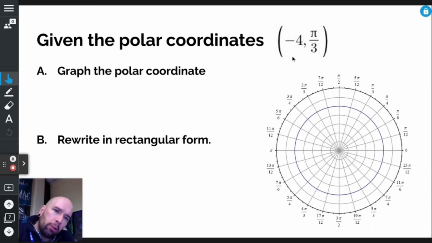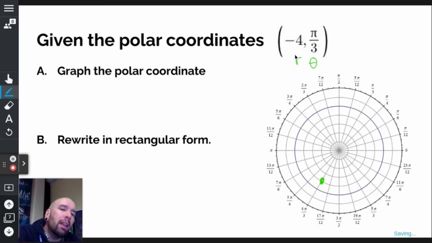Wish me luck. Graph this polar coordinate: negative 4, pi over 3. Well, this is my magnitude, the R I'm drawing, and this is the angle I use. Usually I go to that pi over 3, somewhere around here, and I would draw at 4. But this is negative 4. So what this means is I go to pi over 3, and I go in the opposite direction 4. So I go down 4, 1, 2, 3, 4, and I put the dot there.